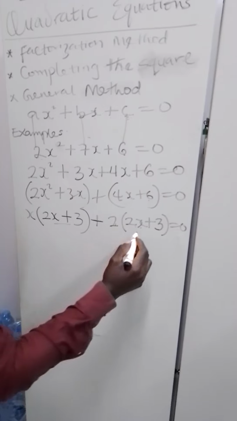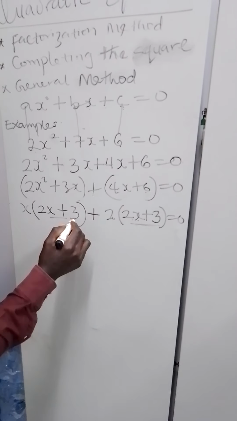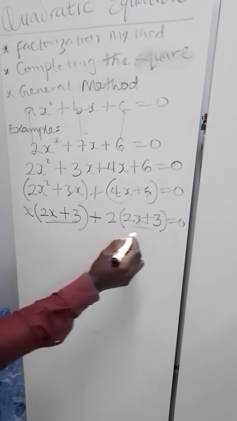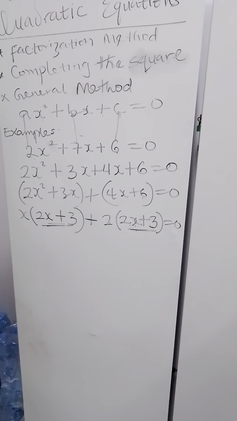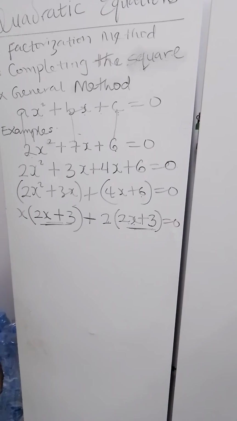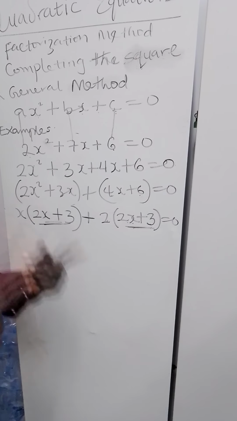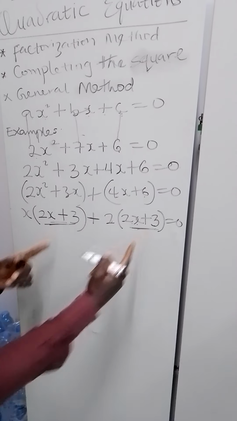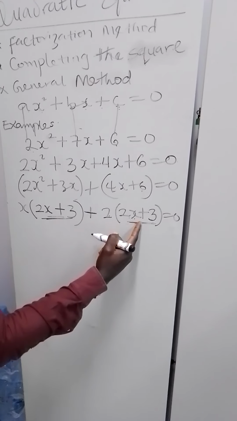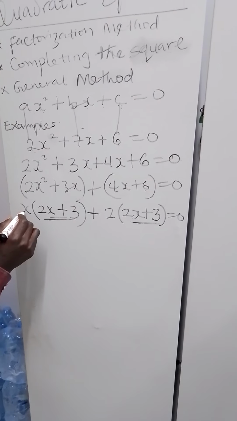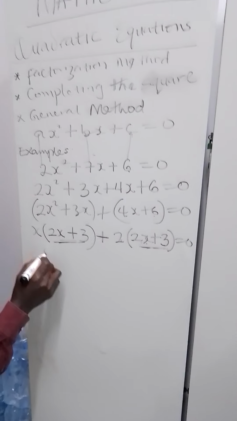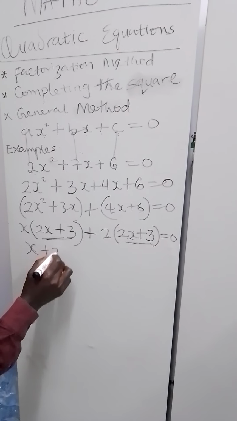Look at this one and this one. If they are the same, that means we are still on the way. But the moment you discover that this one and this one are not the same, then somewhere there's a problem. You are wrong, and you have to go back and start afresh. But thank God for this one, we are right, because this one and this one are equal. They are the same. Then you take this one and this one together, marry them together: x plus 2.